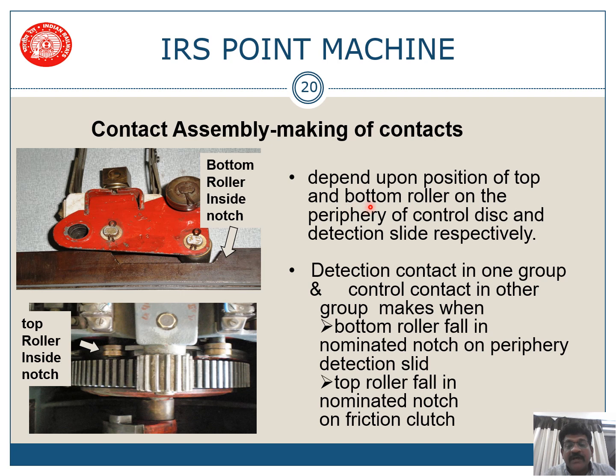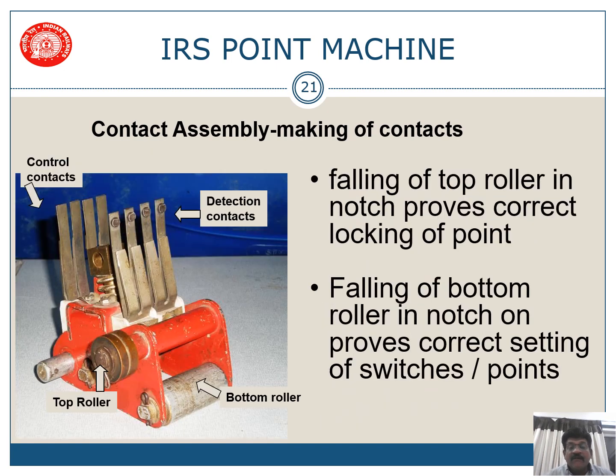Depending upon the position of the top and bottom roller on the periphery of the control disk and detection slide respectively, detection contacts in one group and control contacts in another group make when the bottom roller falls in the nominated notch on the periphery of the detection slide. So these slides, if they are set correctly, the top roller and bottom roller will drop. Falling of the top roller in the notch proves correct locking of the point. So if the top roller, which we saw earlier, is correct, then correct locking of the point has happened.